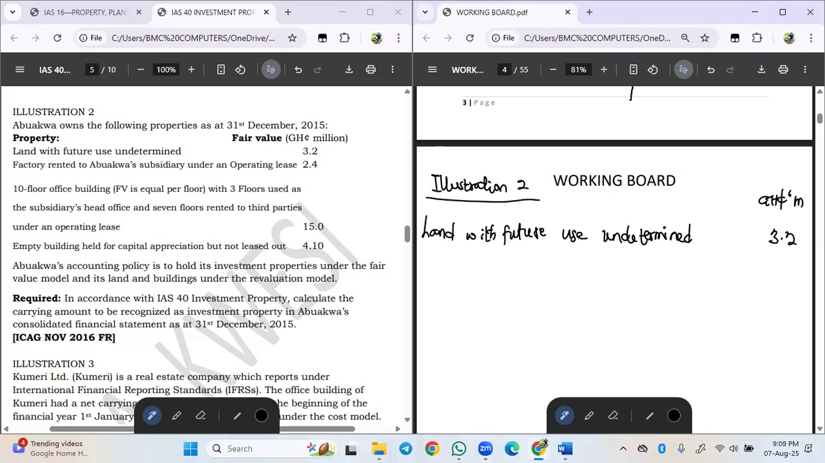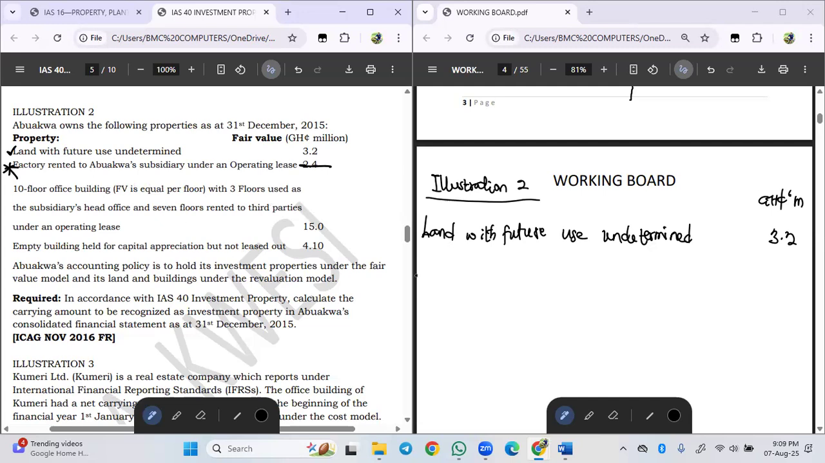Now the second one is the one I explained. So this one is your subsidiary. So you cannot treat it as investment property. You treat it under what IAS? So this one is out. 10-floor office building. Fair value is equal per floor, so every floor, the fair value is the same, with 3 floors used as the subsidiary's head office. So this was the example I was giving. And 7 floors rented to third parties under an operating lease. So how much are you going to recognize as investment properties?